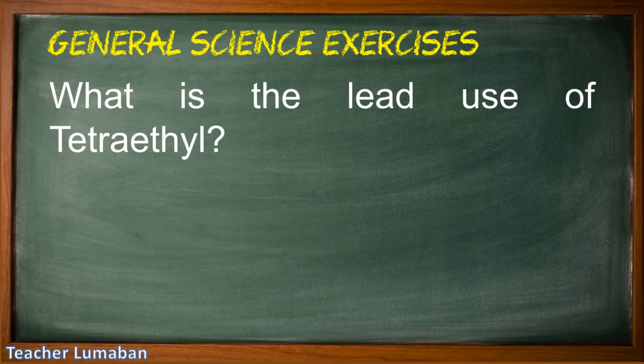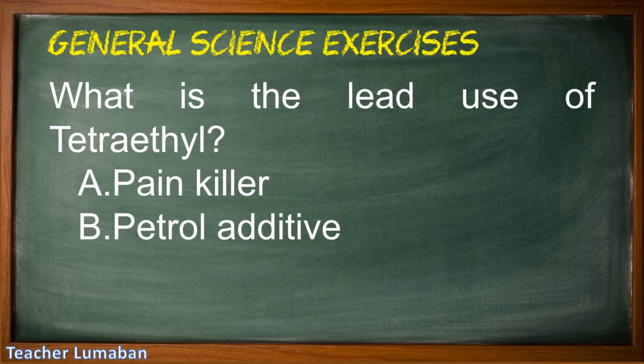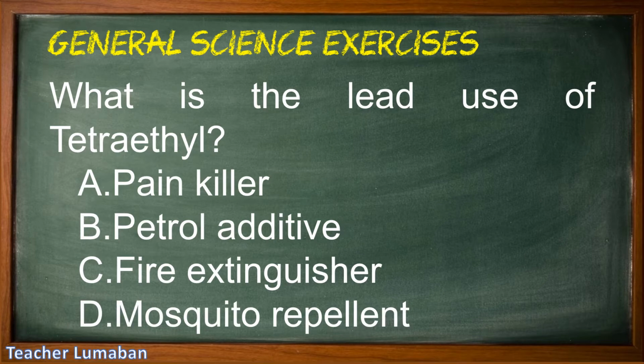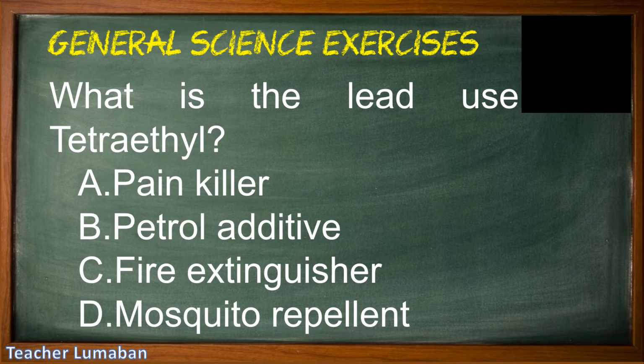What is the lead use of tetraethyl? Letter A, painkiller. Letter B, petrol additive. Letter C, fire extinguisher. Letter D, mosquito repellent. Choose the suitable answer to the following choices in 5 seconds.